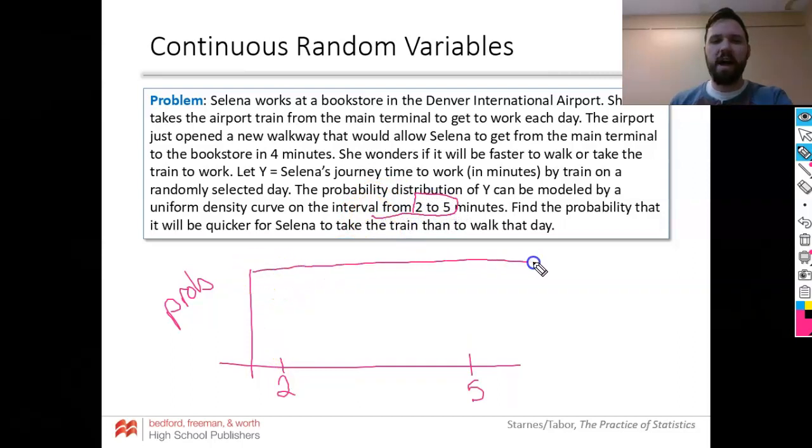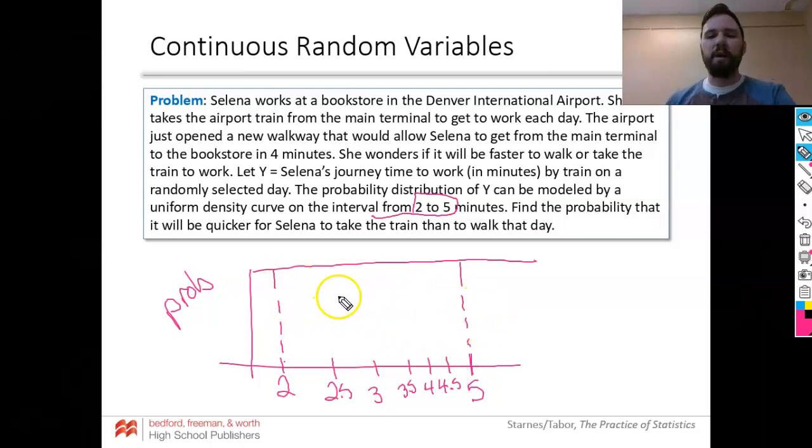So what should my height be? Why is it from 2 to 5? Because 2 to 5 minutes. So 5 minus 2 is 3. So the width of this rectangle is 3. So the height I need to choose in order to make it so when they multiply they equal 1 is going to be 1/3. Because 1/3 times 3 is 1.